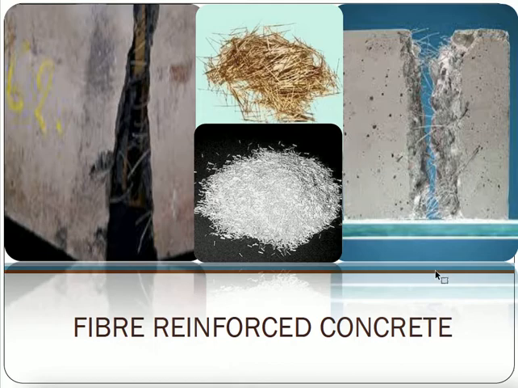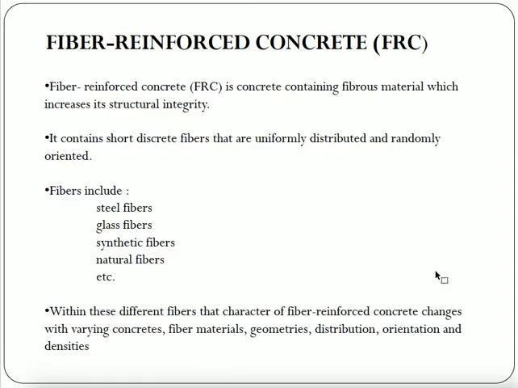Next one, we move on to fiber reinforced concrete. Fiber reinforced concrete is concrete containing fibrous material, which increases its structural integrity. It contains short discrete fibers that are uniformly distributed and randomly oriented. These fibers include steel fibers, glass fibers, synthetic fibers, or natural fibers. With these different fibers, the character of fiber reinforced concrete changes with varying concretes, fiber materials, geometries, distribution, orientation, and also density.